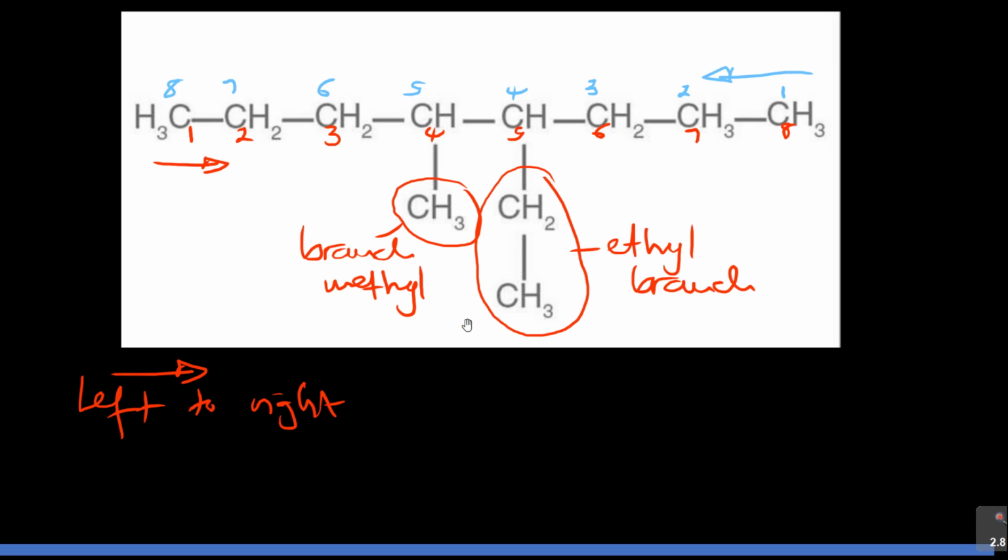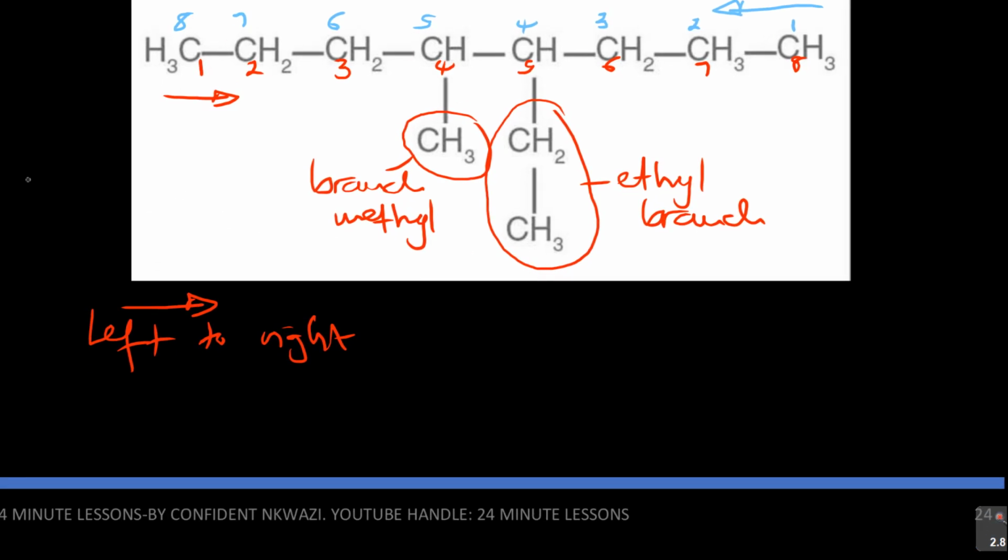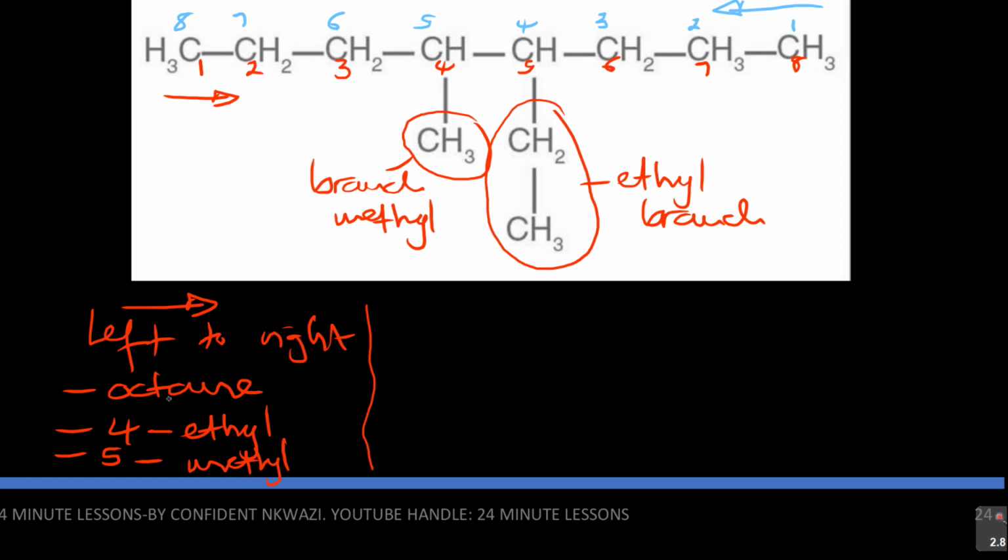So how do you name these? Let's start with the longest chain. The longest chain is carbon number 8, so we know that it is octane. And then after that, we know that in carbon number 4 we have ethyl, and we also know that in carbon number 5 we have methyl. Now let's come to the final name. What is the final name? This is the final name.